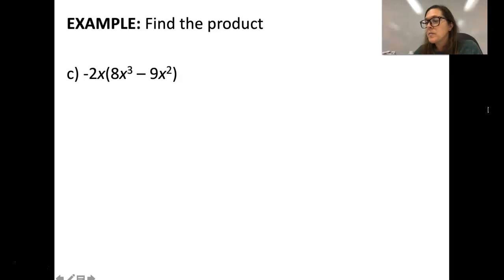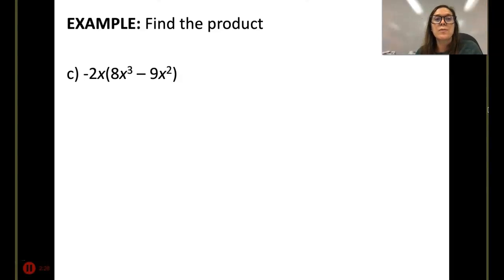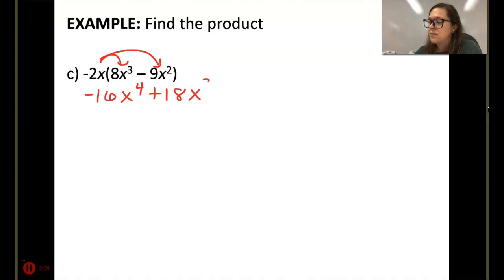Now we're going to take a monomial and we're going to multiply it by a binomial. So we have -2x being multiplied to 8x to the third minus 9x squared. So distributing, here we get -2 times 8, which is -16. X to the first times x to the third, add your exponents, x to the fourth. -2 times -9 is positive 18. X times x squared is x to the third. My polynomial is written in standard form, so we're good to go.